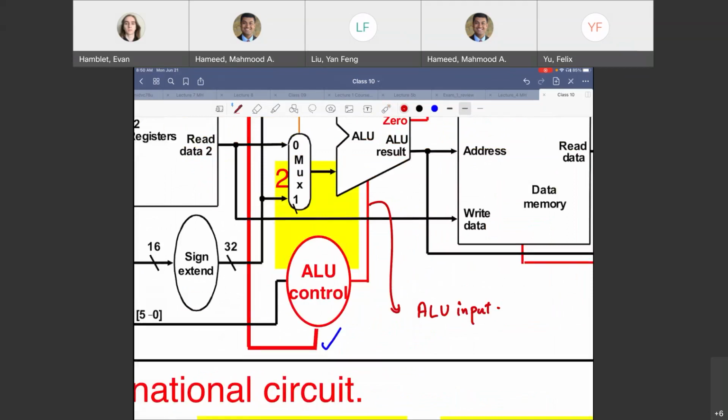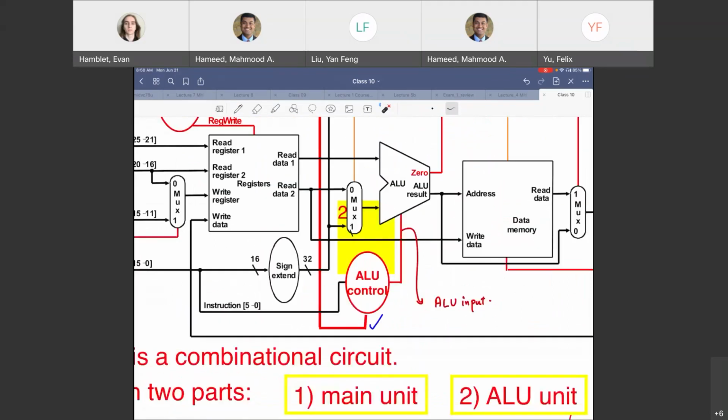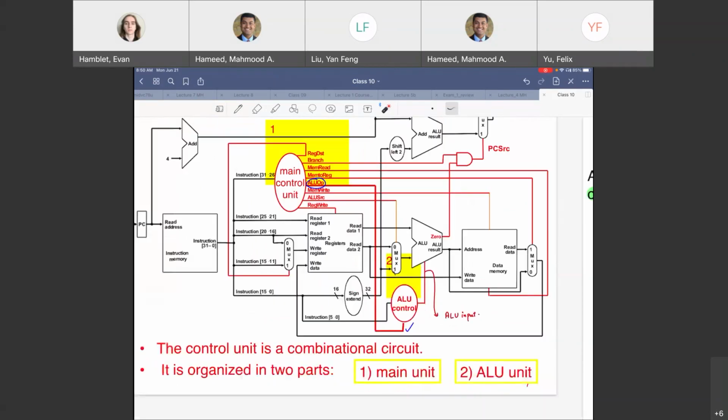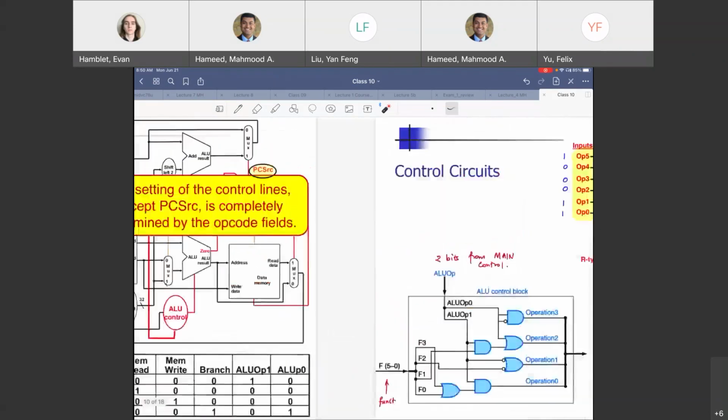So be a little bit careful about this. ALU input is different from the inputs to the ALU, right? The inputs to the ALU are actually coming from either the registers or the 32-bit sign extended constant. This is the ALU input control. So this is sort of telling the ALU what to do, a 4-bit code, which is based off of 2 bits from here and then 6 bits from here. So let's see if that matches up here.